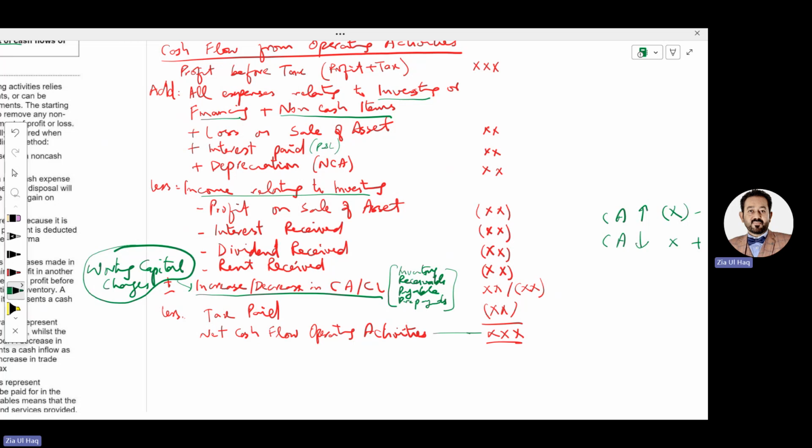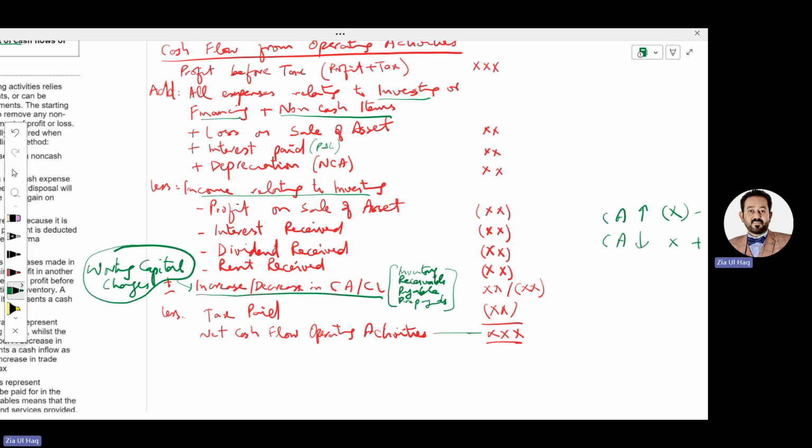So we will start from profit before tax. Indirect method: in the direct method we have cash received from customer, cash paid to supplier, cash paid for wages, less interest paid, tax paid. But using the indirect method, we'll start from profit before tax. We will add back loss on sale of asset, interest paid, depreciation, and we will deduct incomes relating to investing activities like profit on sale of asset, dividend received, rent received, interest received.